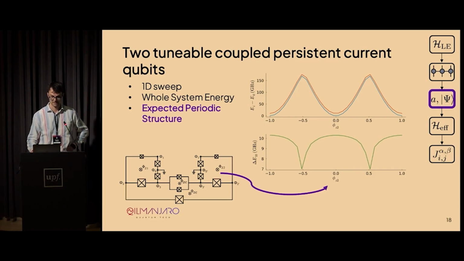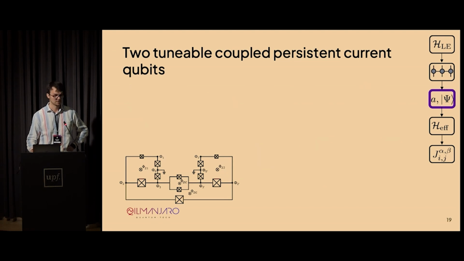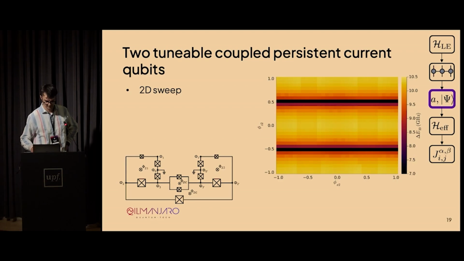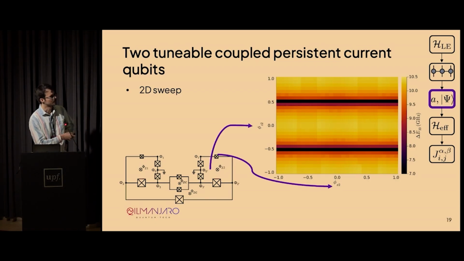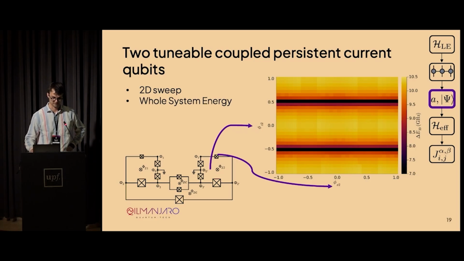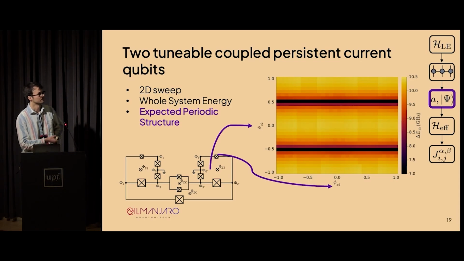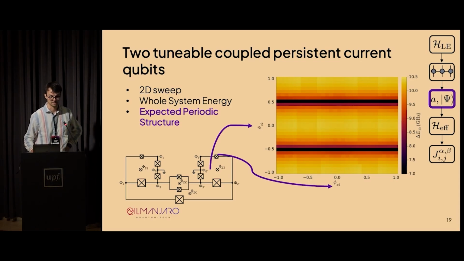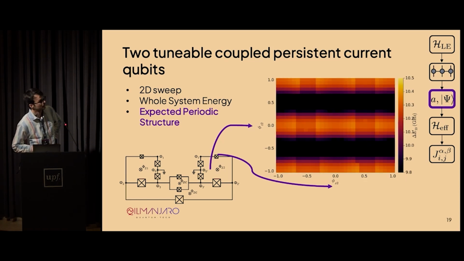And then we can also do 2D sweeps, which are basically sweeping the flux into this loop, which is modifying the size of this junction. And then we can sweep, again, the Zs. And then we can see the whole energy spectrum. And this is also basically the expected structure, more or less. And then I can adjust the color scale so that we can see the periodicity in the two ranges.